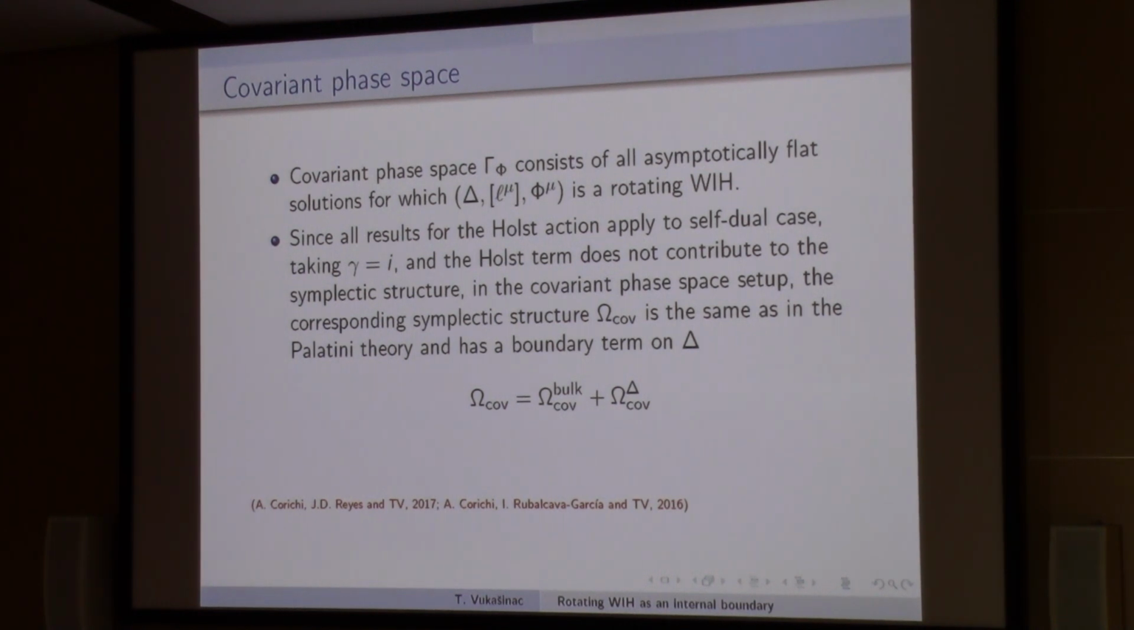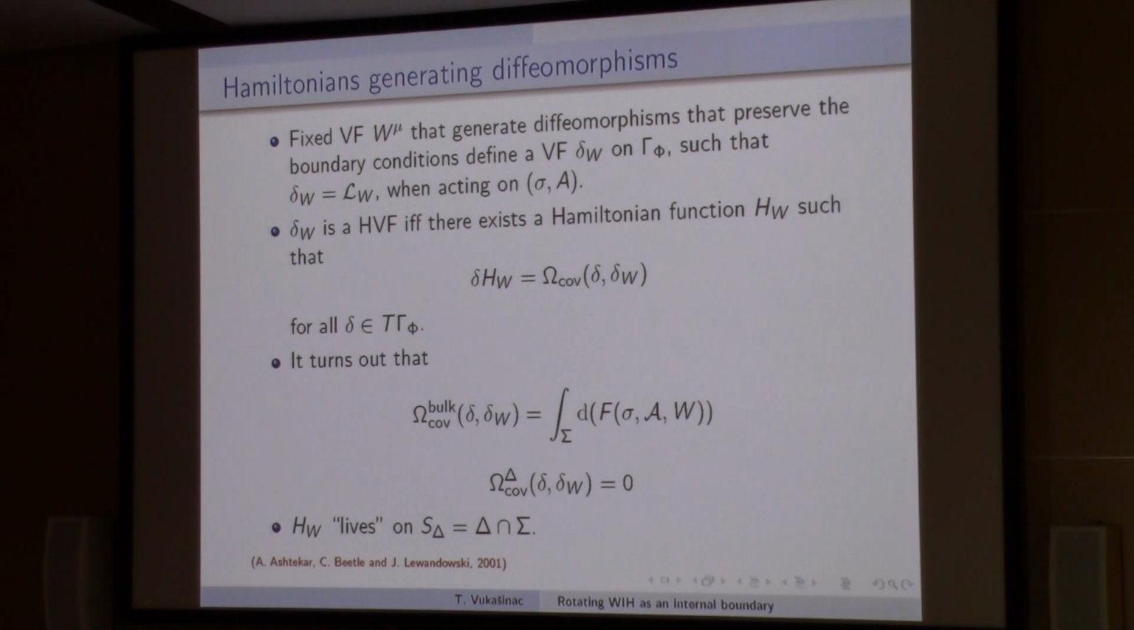So actually the symplectic structure in the covariant phase space, which is an important object that we need in order to define the Hamiltonians, has two terms. One of them is defined in the bulk and the other on the boundary. And the part on the boundary is exactly the same as in the case of Palatini. So now I will just remind you of the results of this paper of Ashtekar and Lewandowski that they did more than 20 years ago about weakly isolated rotating horizons in this formalism in covariant phase space. So the idea is, as I said, to define energy and angular momentum as Hamiltonians that generate symmetries of space-time.